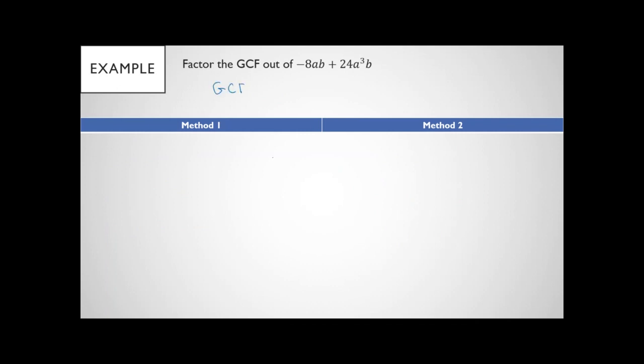So our greatest common factor, you're looking for a number you can divide out of both. And if the first thing is negative, you always take a negative. So because it starts with a negative 8, I'm going to have a negative GCF. I can divide 8 out of both 8 and 24, and that's the largest thing. So I'm going to have 8. I have an a that I can remove from both terms, and I can also remove a b from both terms. So our greatest common factor is negative 8ab.